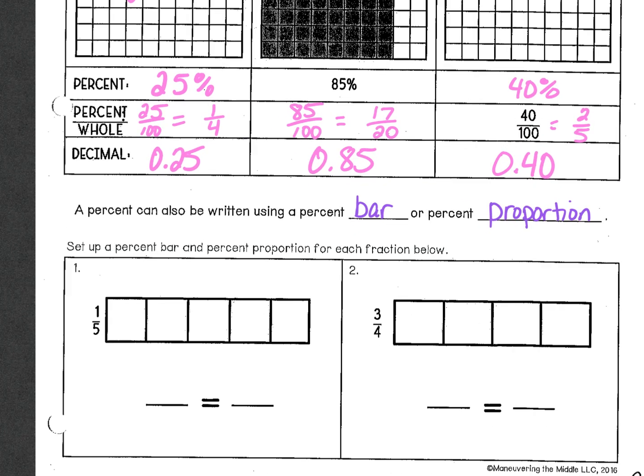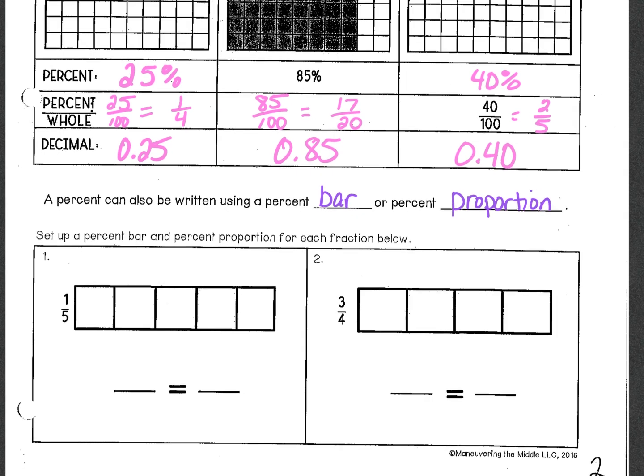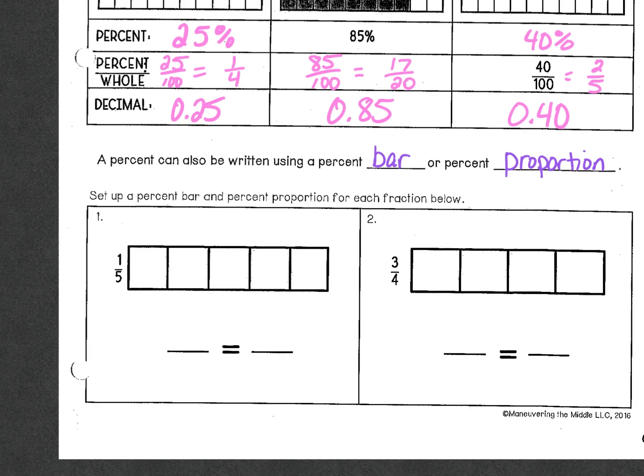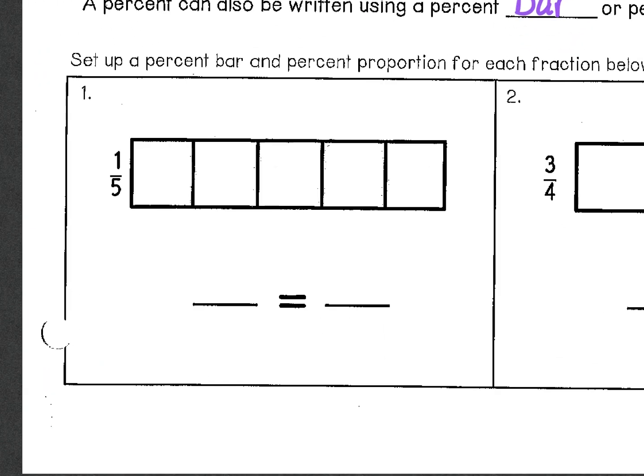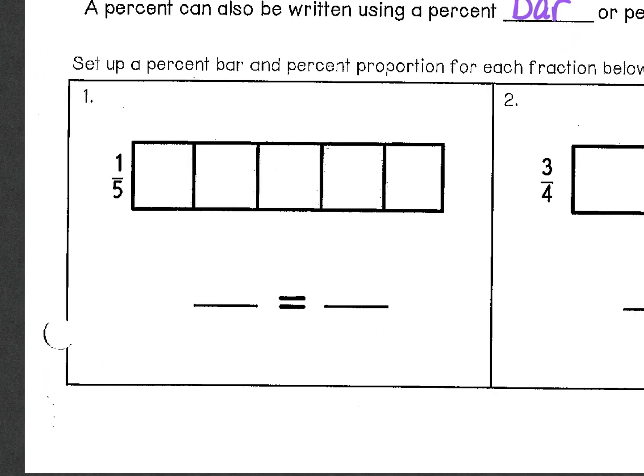Now let's talk about these percents. A percent can also be written using a percent bar or percent proportion. We can set up a percent bar or percent proportion for each fraction below. So 1/5. If the whole thing is out of 100, we can break this down into 5 parts. 100 divided by 5 is 20.